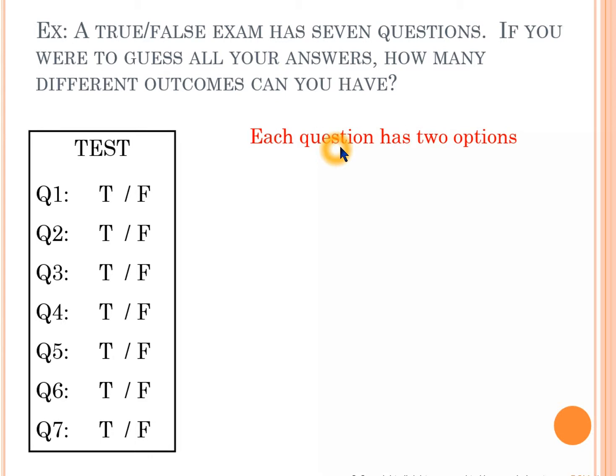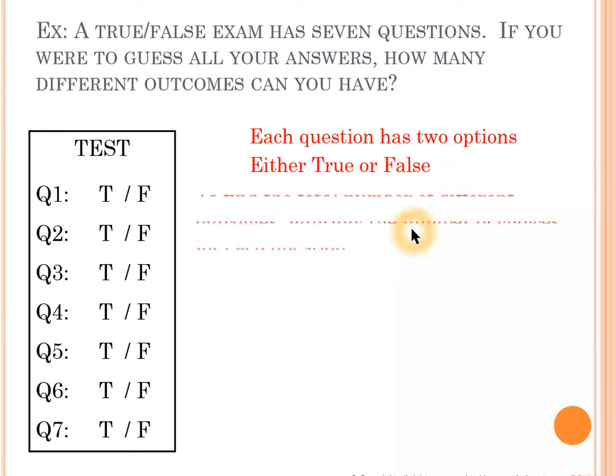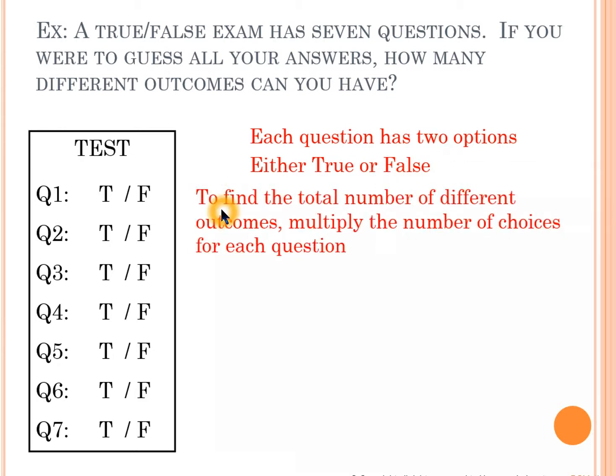So each question has 2 options. All right, so question number 1, you could pick true or false. Question number 2, you can pick true or false. The last question, you can pick true or false. So each question has 2 options, either true or false. To find the total number of different outcomes, multiply the number of choices for each question.